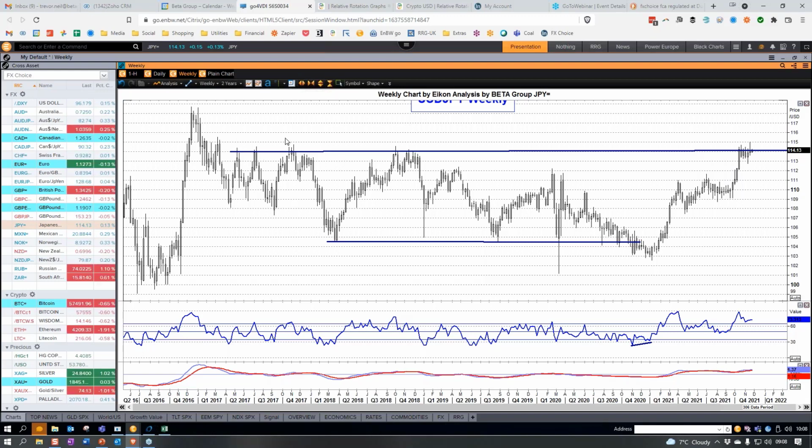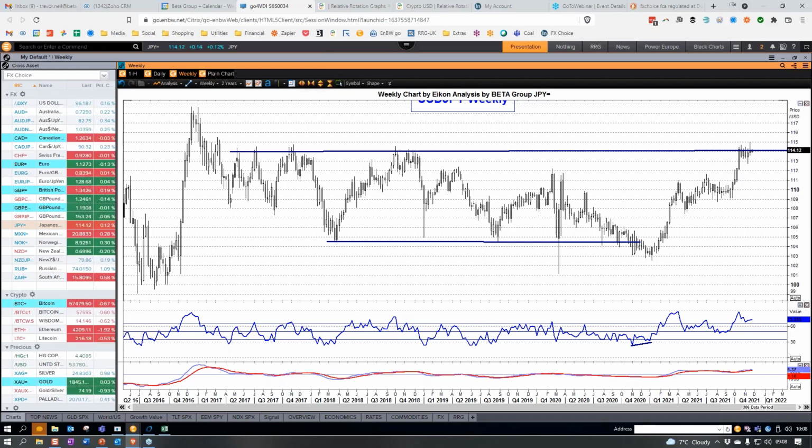114, 114, 114, 114, 114. And last time in 2009, now we're back here. Now, potentially, if we break this, it could explode upside. That's up for the dollar, down for the yen. If we fail again, like we've done 1, 2, 3, 4, 5 times previously, then we could come back to 110. So we're at a crucial point here.